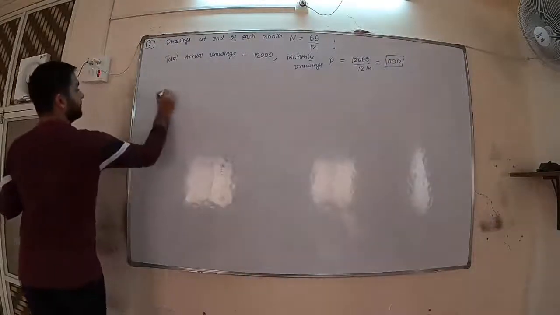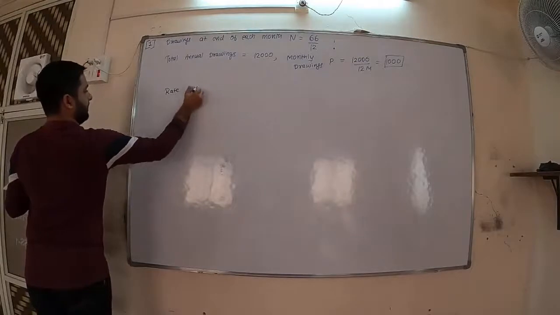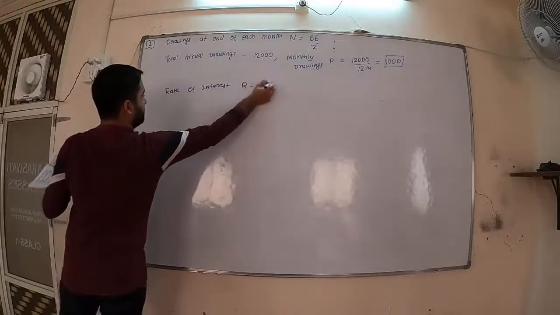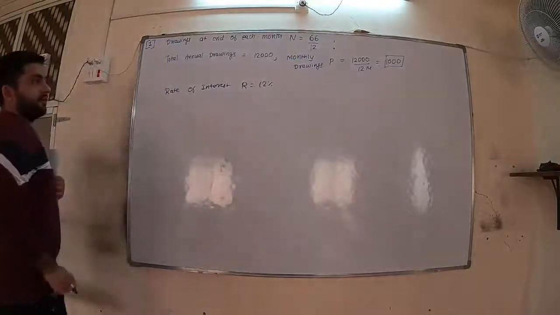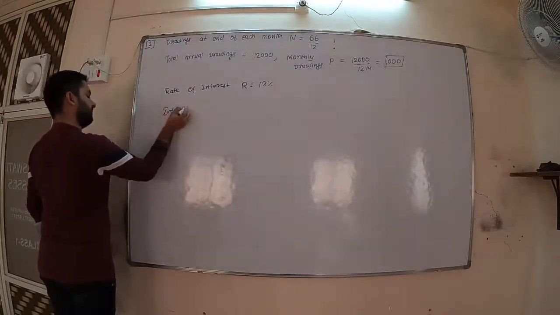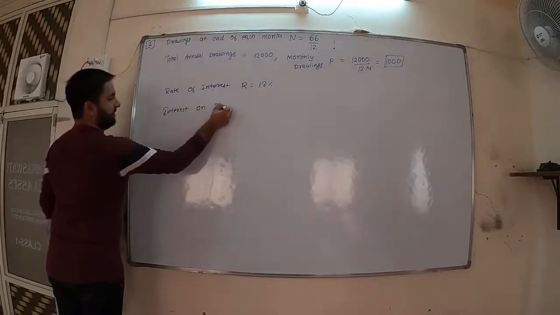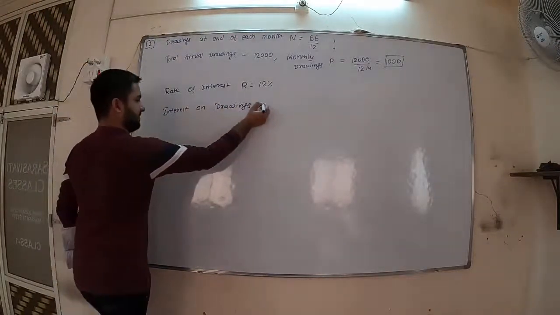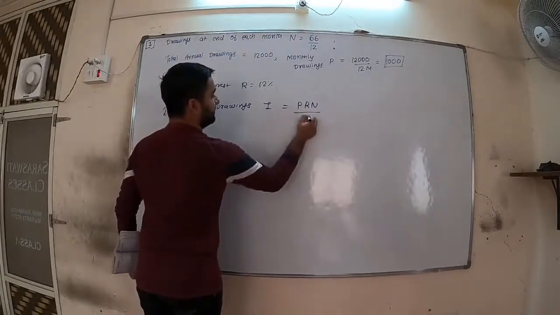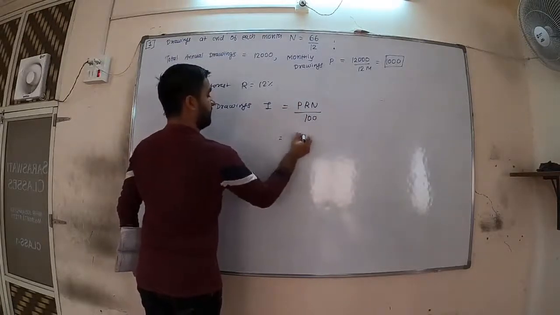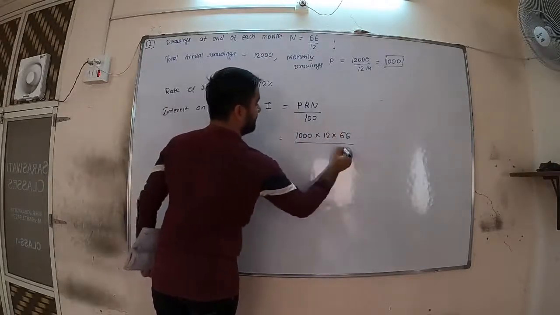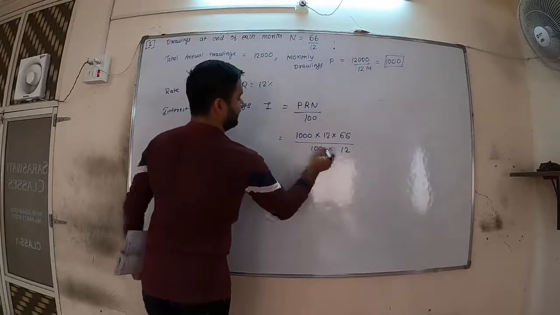Then the rate of interest R is equal to 12%. So we have P, R, N. Interest on drawings, I is equal to PRN upon 100. 1000 into 12 into 66 by 12, divided by 100.